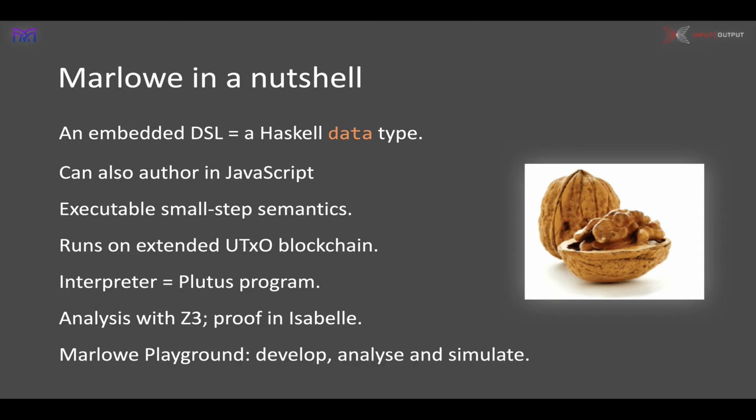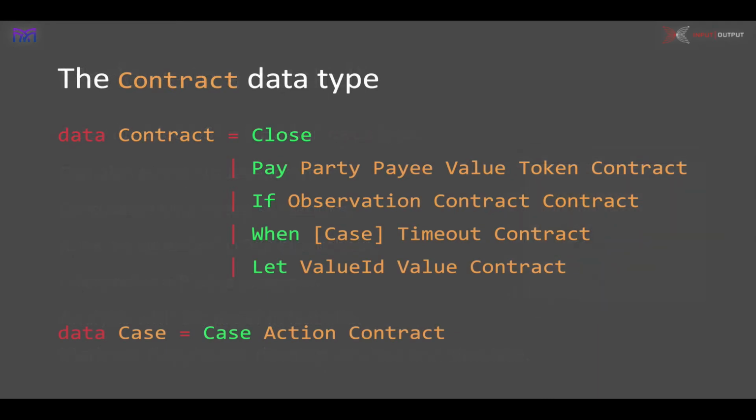We do that using what's called an SMT solver. And we're also able to prove things about the system or classes of contracts. And finally, we have the Marlowe playground in which we can develop and analyze and simulate Marlowe programs. But what I'm going to concentrate on here is the definition of the language itself. So here you can see Marlowe has 5 constructs. We can close a contract down, we can make a payment, we can do one of 2 contracts according to an observation.